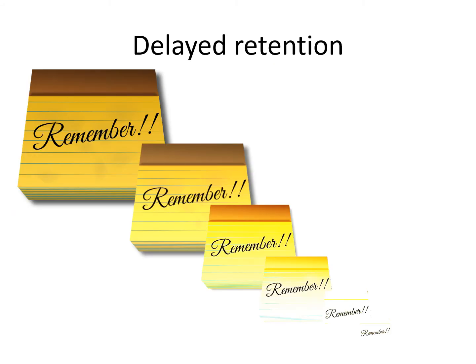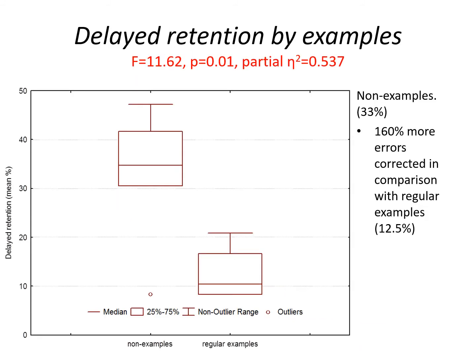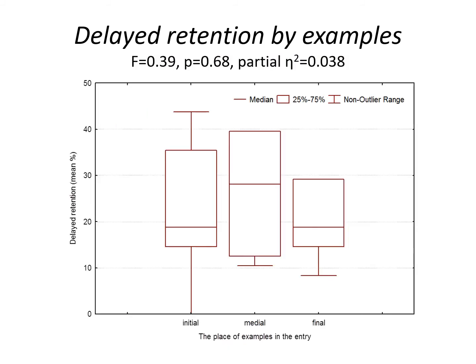Finally, let me discuss the effect of non-examples on the delayed acquisition of usage. Non-examples had a significant and strong effect on the delayed ability to correct errors. The subjects exposed to non-examples 2 weeks earlier corrected from memory over 160% more errors than the others. Example distribution did not play a significant role in delayed usage acquisition.